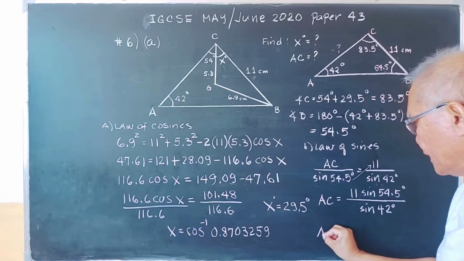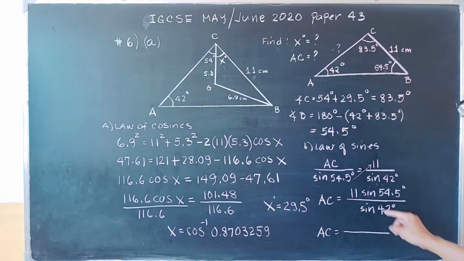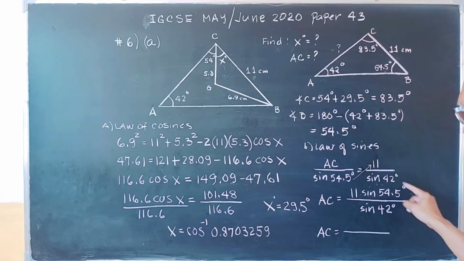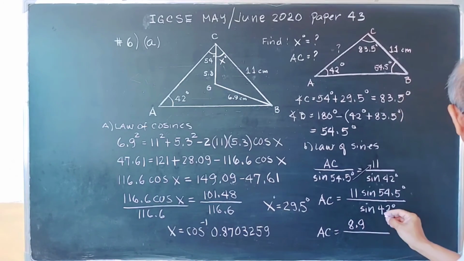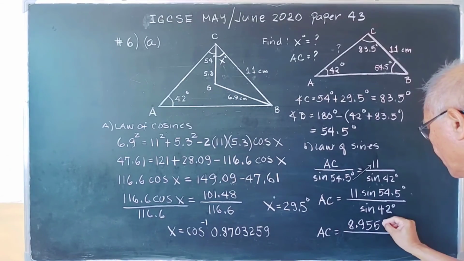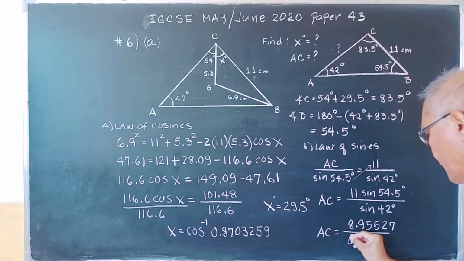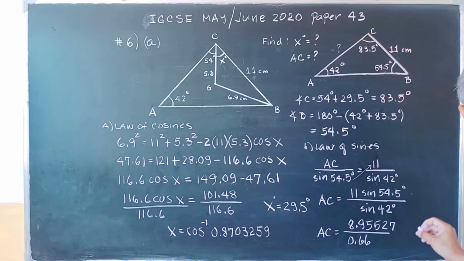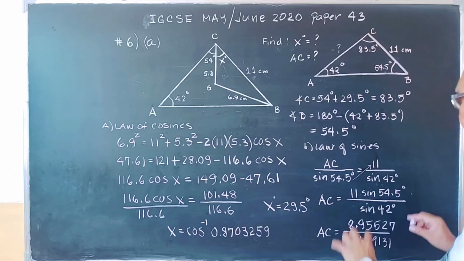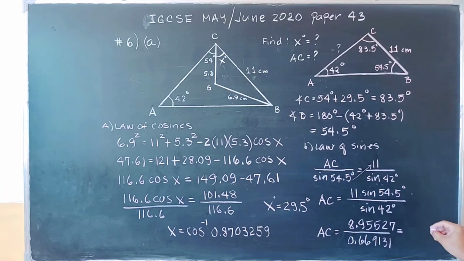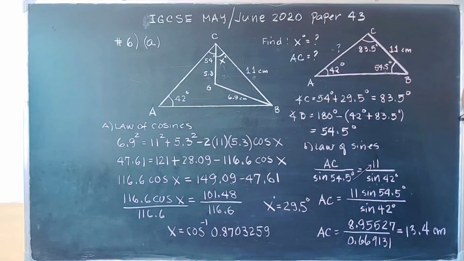Okay, let's have AC is equal to sine 54.5 times 11, which is 8.95527, and then sine 42 is 0.66931. And finally, after dividing, AC is 13.4 centimeters.